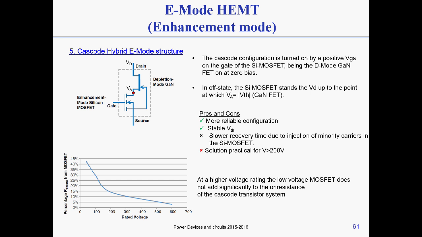The other point is that, as I was mentioning, also in terms of switching, the resistance of the silicon MOSFET is affecting the overall resistance of the pair, and it has been measured. If you look at how the percentage of the RDS on depends on the voltage, you see that the influence of the MOSFET becomes negligible if you go to voltages above 200 volts. So this configuration is very good for drain biases above 200 volts.